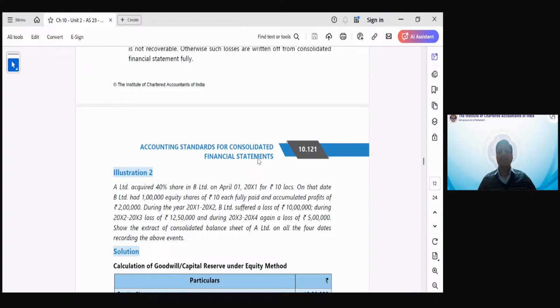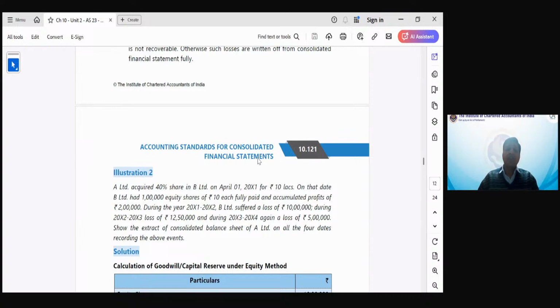On the date of acquisition, how is this information given in respect of B Limited going to help us? What is the purpose? Hardik says to calculate goodwill or capital reserve. Correct? This information is about the net assets of B Limited. Therefore, the goodwill or capital reserve that we calculate will be based on this information.